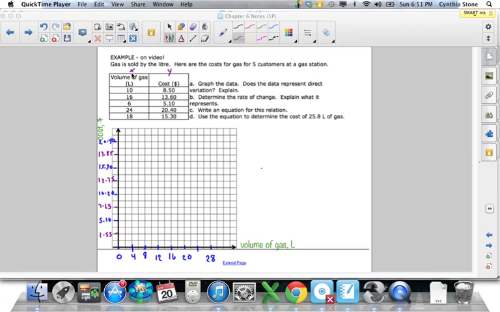First, how I chose volume of gas to be X and cost to be Y. The volume of gas is X because, first of all, it's on the left of the table of values, so it's automatically X. But the other reason is that the X-axis is the independent axis, which means that Y is dependent. And the cost is definitely dependent on the volume. So the cost would be the Y because it's dependent, and the X is the volume because it's independent.